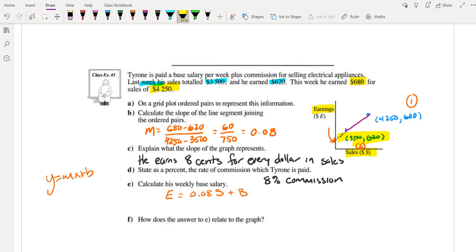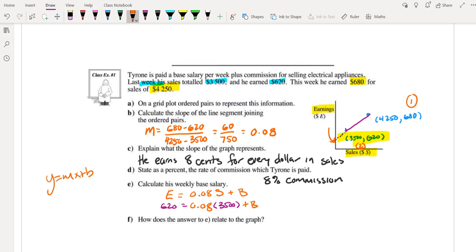So we have, I'll take this point here and plug in the values. Our sales were 3,500 and our earnings were 620. So our earnings were 620. And our commission is 0.08. And our sales were 3,500 plus our y-intercept. Right? So we need to solve for that.